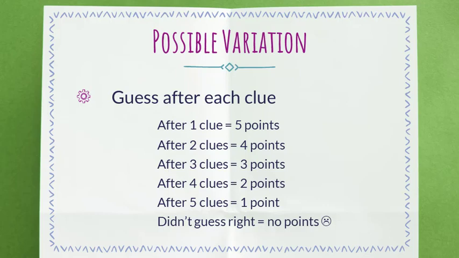If they guess after the very first clue, they get 5 points. After the second, 4. After the third, 3. After the fourth, 2. And after the fifth clue, only 1 point. And if they didn't guess right after all of the clues, well, no points. They don't have to play in pairs. You could turn this activity into a whole class activity where you are the one reading the clues and the students are trying to guess.